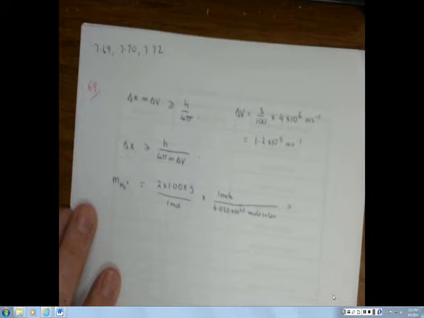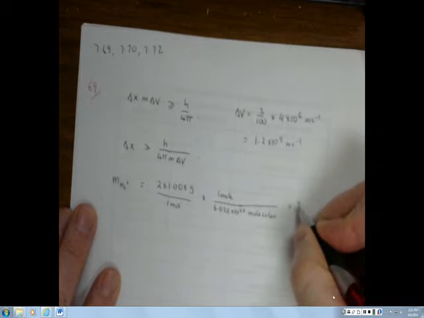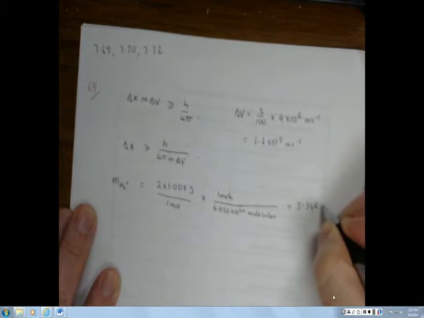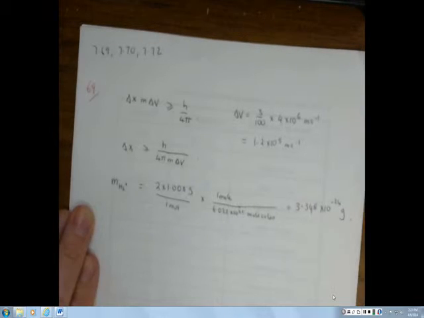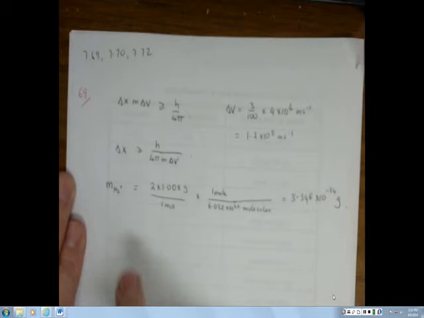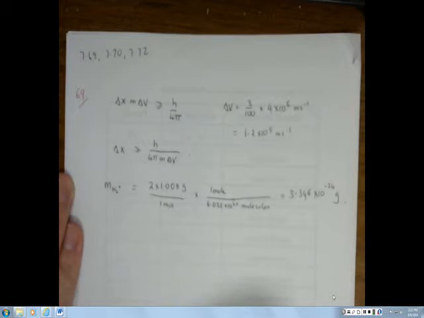Here we go. So 1 H2 molecule weighs that many grams, 3.348 by 10 to the minus 24 grams. So I'm making the assumption that an H2 molecule weighs the same as an H2 plus ion, and if I was to subtract away the mass of an electron there, it wouldn't really make any difference. Okay, so that's in grams.